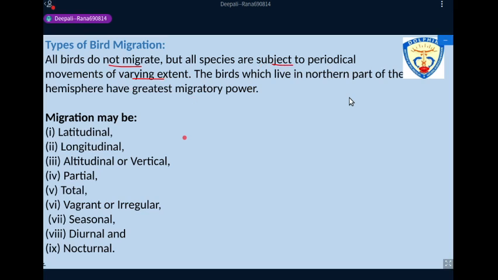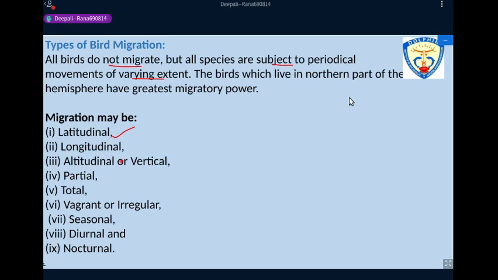That means the distance covered by these birds will be of varying sizes. A few of them will migrate a few kilometers, but others might migrate up to thousands and thousands of kilometers. Okay. Then the birds which live in the northern part of the hemisphere have the greatest migratory power. Okay. So talking about migration, it could be what?